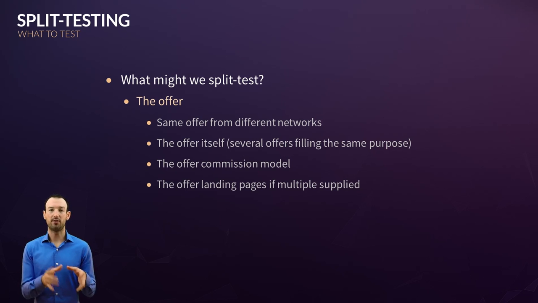You can split test the offer conversion model. So this is a very obvious choice in my opinion. If you have an SOI and a DOI version of an offer available, where one pays $1.50 and one pays $2.40, you can split test those, and that is something I would definitely advise. You could also split test the offer landing pages if multiple ones are provided. These are all within the split testing of the offer in a sense.